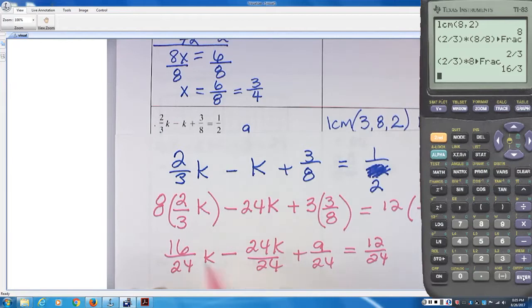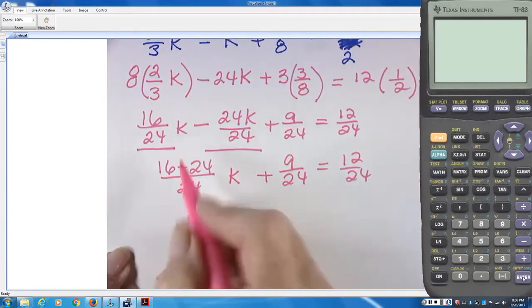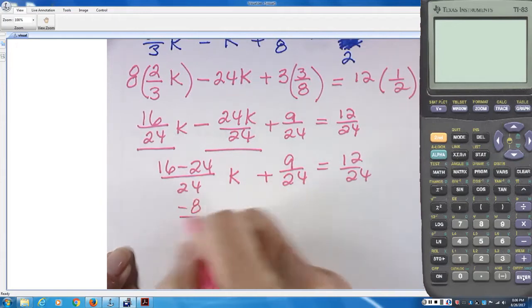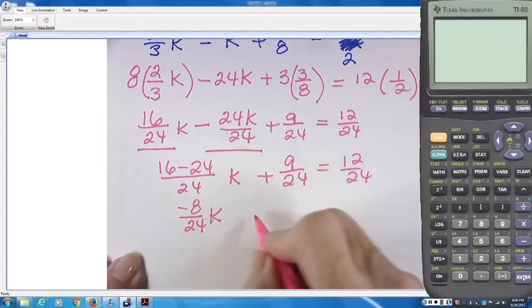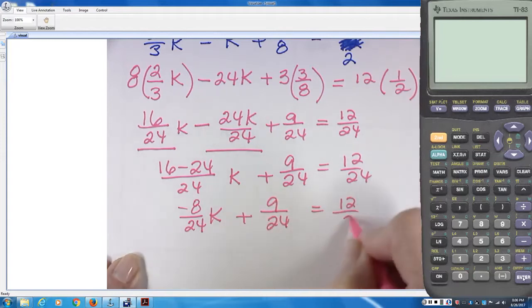So now at this point, 16k minus 24k is 16 minus 24 over 24 times k, plus 9 over 24 equals 12 over 24. We're just going to leave the fractions for the time being. Now, 16 minus 24 is what? Negative 8. So it's negative 8 over 24 k plus 9 over 24 equals 12 over 24.